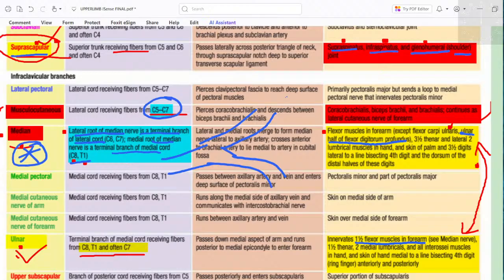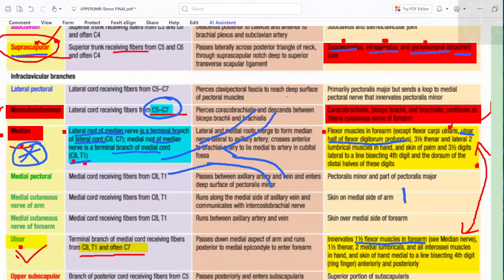Remember, in the lower limb, the anterior compartment was extensor and the posterior compartment was flexor. Just opposite in the upper limb: anterior compartment is flexor, posterior compartment is extensor. So the common rule: all the flexors of the forearm are supplied by the median nerve, except flexor carpi ulnaris and the ulnar half of the flexor digitorum profundus.